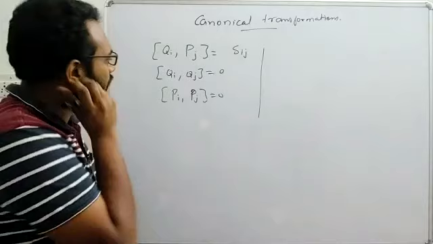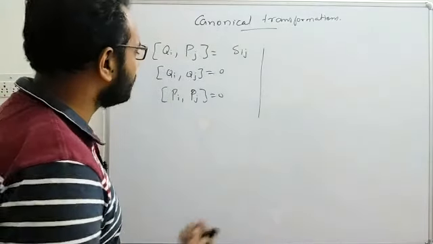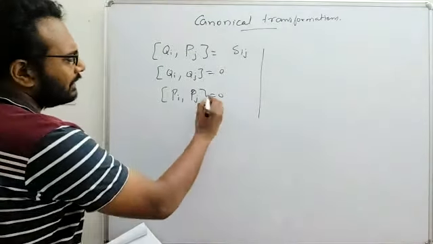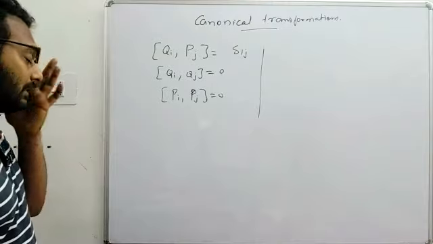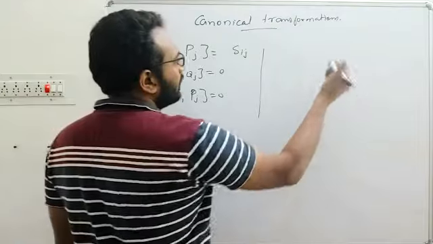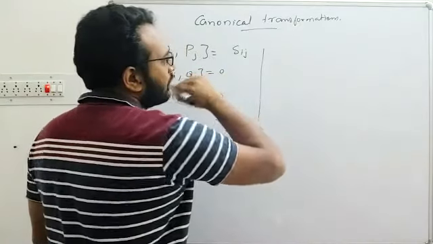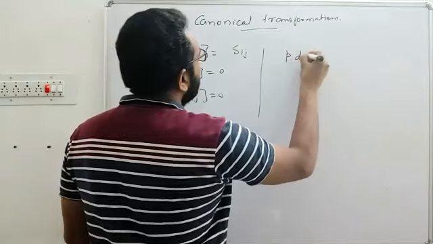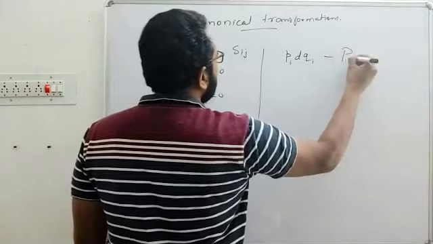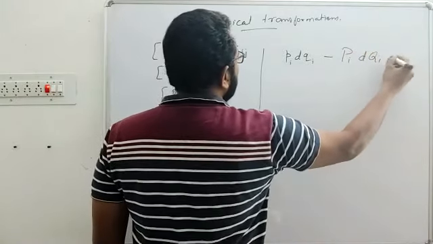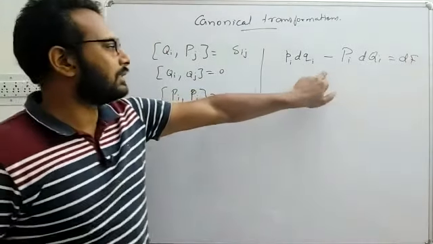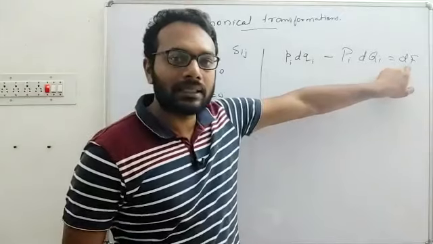There's an equivalent way of saying this in terms of generating functions. We discussed this by the principle of stationary action. We used the modified principle, and then we got a condition. From there, we found that if f does not explicitly depend on time, then this combination, the summation of p dq minus P dQ, has to be a perfect differential. You can also talk in terms of the generating functions. This is true if the generating function does not explicitly depend on time.